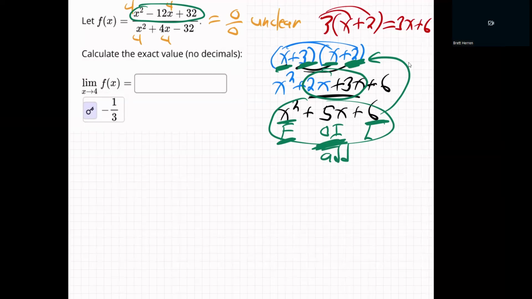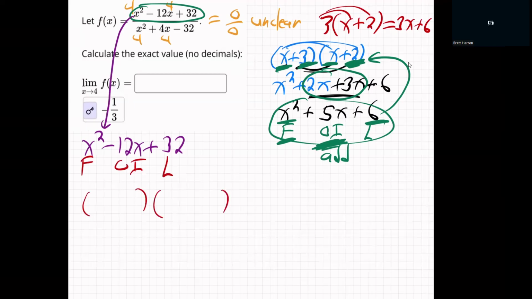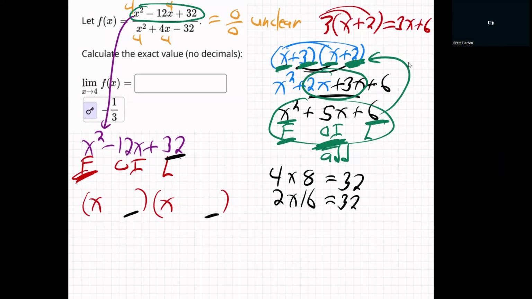So I'll bring this down. Let's bring down the top. It's x squared minus 12x plus 32. And I'll just write FOIL. First off, front times front, so x times x makes the front of x squared. And then last times last to make the last, 32. Now, what makes 32? Well, 4 times 8 makes 32, but also 2 times 16 makes 32.